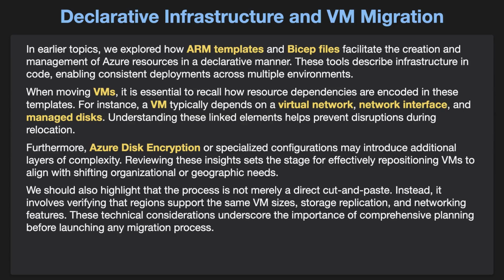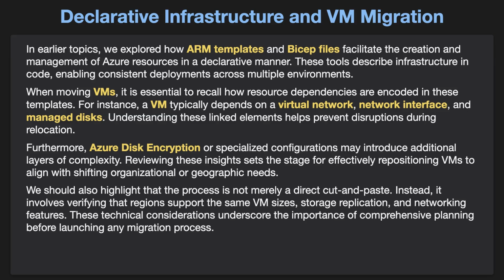In earlier topics, we explored how ARM templates and Bicep files facilitate the creation and management of Azure resources in a declarative manner. These tools describe infrastructure in code, enabling consistent deployments across multiple environments. When moving VMs, it is essential to recall how resource dependencies are encoded in these templates. For instance, a VM typically depends on a virtual network interface and managed disks. Understanding these linked elements helps prevent disruptions during relocation.